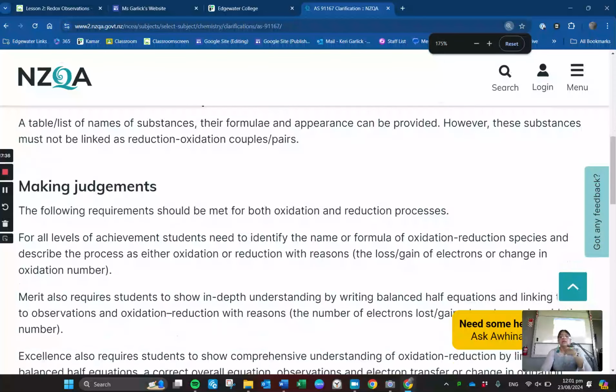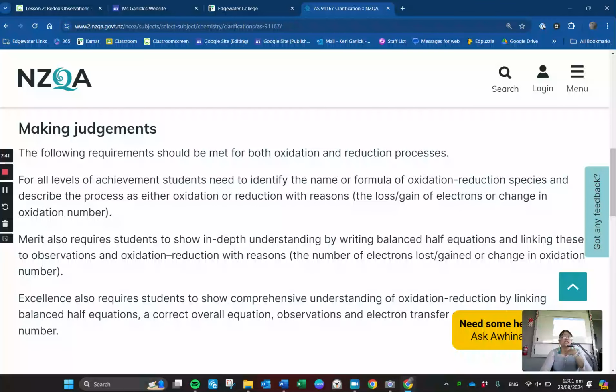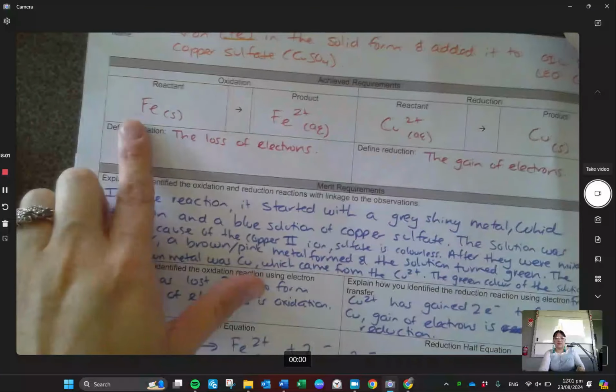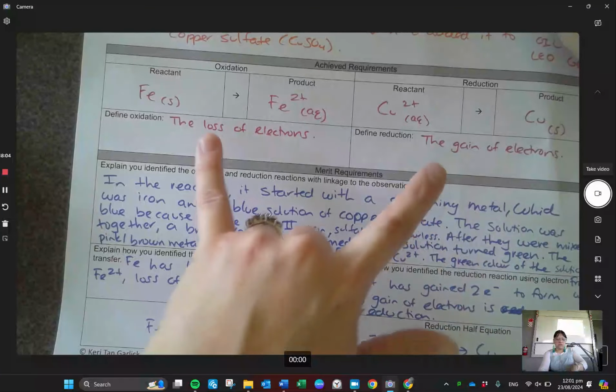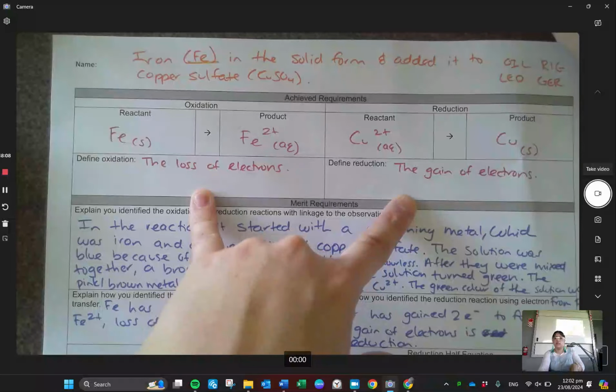Okay. So, some things to keep in mind of what we're looking at for the achieved, merit, and excellence. Achieved, you need to name the formula of the oxidation and reduction species and describe if the process is either oxidation or reduction with reason, so gain or loss of electrons or change in oxidation numbers. Basically what you have done here is the identification. This is the justification, gain or loss. There's no specific numbers that you have to state for the achieved.